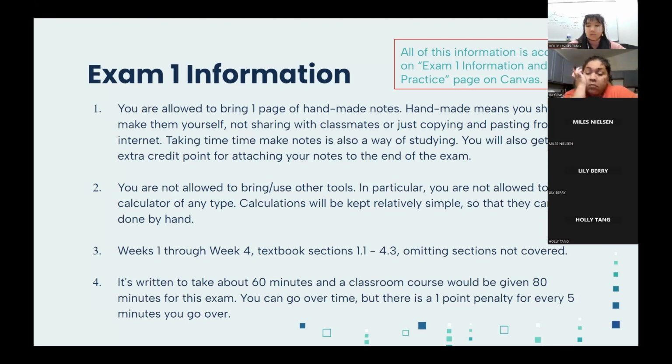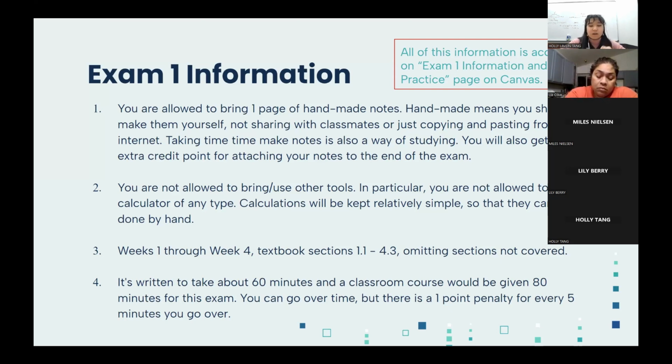You're not allowed to bring any outside tools, no calculators. I've never done a proctored test before, and I've never been a proctor, but just know that no calculators are allowed. The calculation should be fairly simple. Your test is majority weeks 2 to 4. There's a little bit of week 1, but it's those textbook sections.